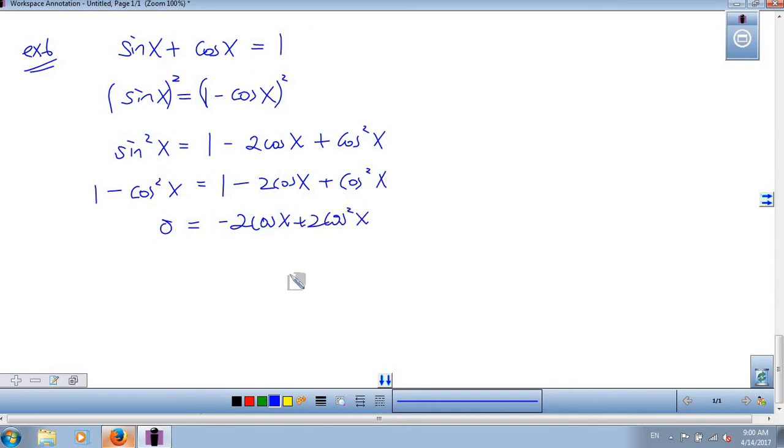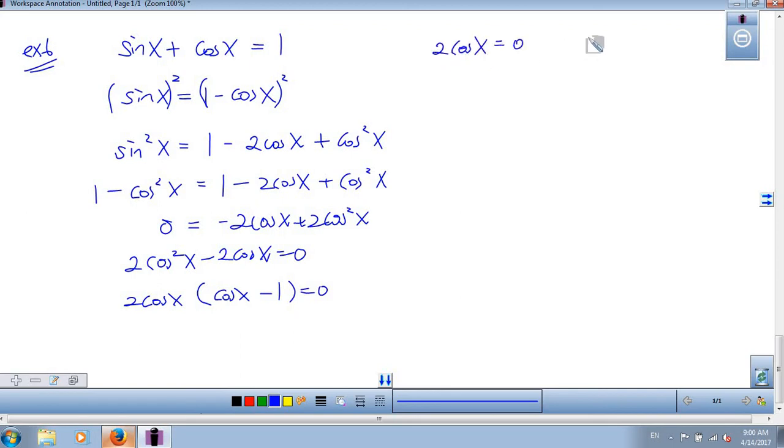So I have 2 cosine squared x minus 2 cosine x equal to 0. Let's factor out 2 cosine x. So it becomes 2 cosine x times (cosine x minus 1) equal to 0. I'm going to move it up here to this side of the screen. So this becomes 2 cosine x equal to 0, or cosine x minus 1 equal to 0.